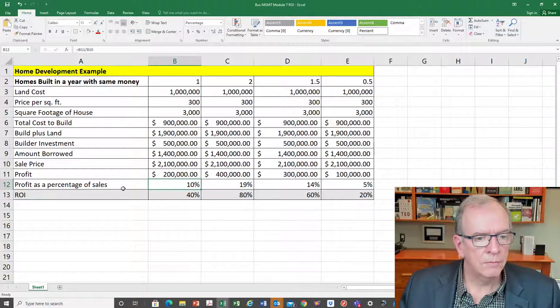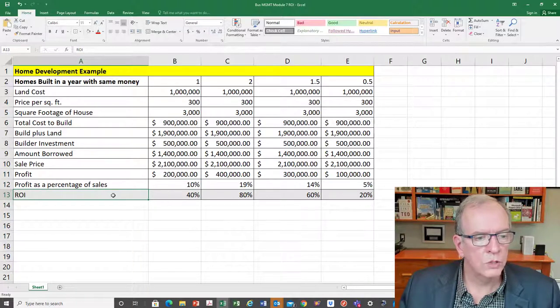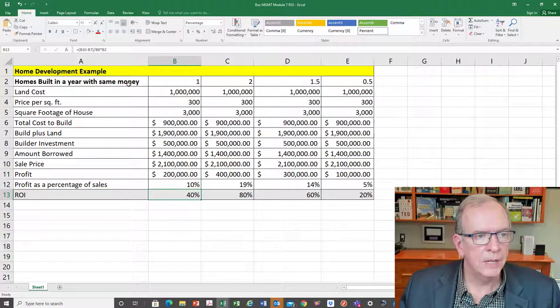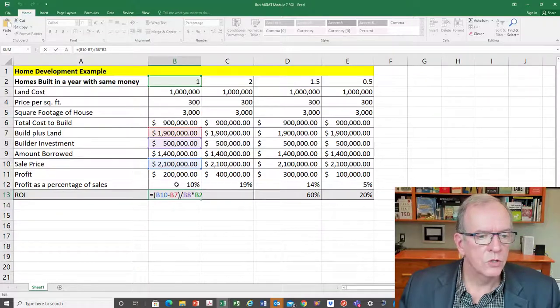And if you look at return on investment, then it's basically taking, in this case, you just round those numbers. So you've got basically return on investment B10, which is the sale price, and you're subtracting B7, which is the build plus land price, right? So that's giving you that difference, which is the 200,000.